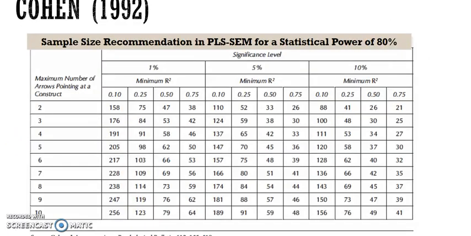This is the sample size recommendation for PLS SEM for a statistical power of 80%, provided by Cohen 1992. For instance, when the maximum number of independent variables in the model is 5, then you would need 45 observations to achieve a statistical power of 80% for detecting R-square values of at least 0.25, with a 5% probability of error.